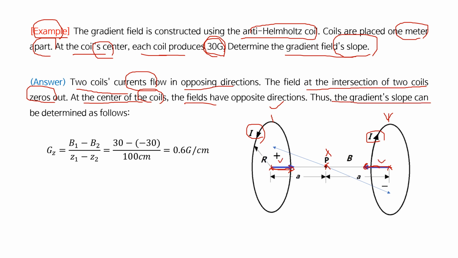Thus, the gradient slope can be determined as follows. There's the distance between the two coils and the difference between the fields. So we can get the slope of the gradient field. That's 0.6 Gauss per centimeter.